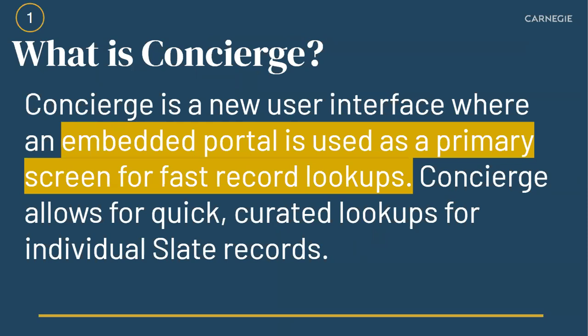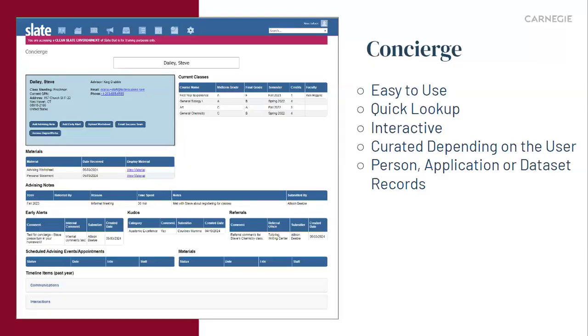First, what is Concierge? Concierge is a new user interface where an embedded portal is used as a primary screen for fast record lookups. Concierge allows for quick, curated lookups for individual Slate records. Here is an example of a record you looked up in Concierge. Concierge can resemble a person record or record dashboard as a snapshot view of certain data within a record. The difference between Concierge and a typical record or record dashboard is that it's one easy-to-use screen where you can quickly look up any desired record one at a time.